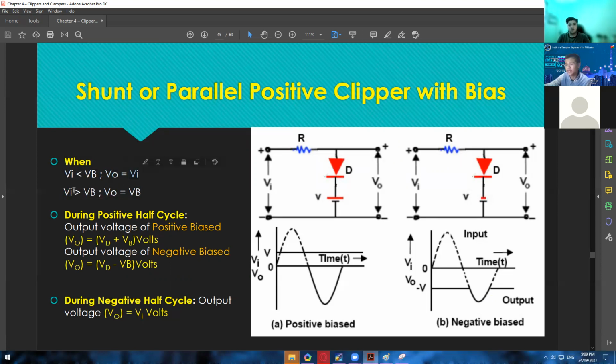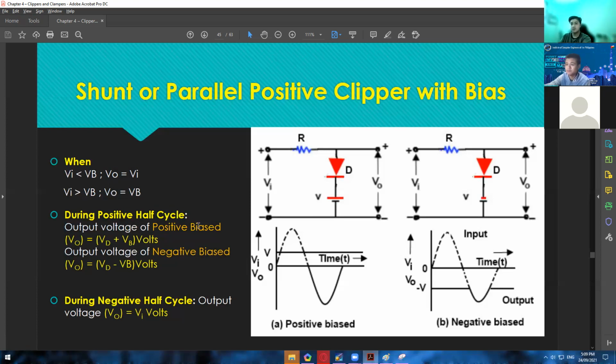And then when VI is greater than VB, we could see that your VO is equal to your VB. Okay, though we still have to consider these scenarios wherein during the positive half cycle, if we have a positive bias, we have VB plus VB. And if we have a negative bias, we have VB minus VB. So at the end of the day, it just depends on the polarity of your bias voltage.